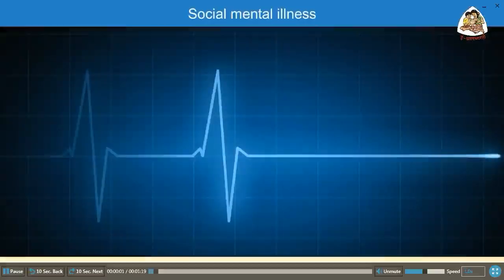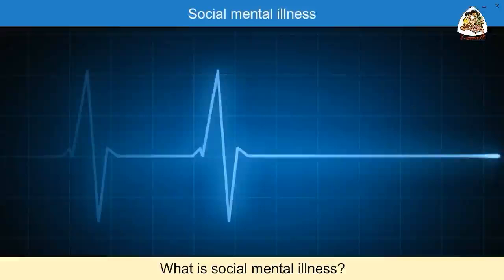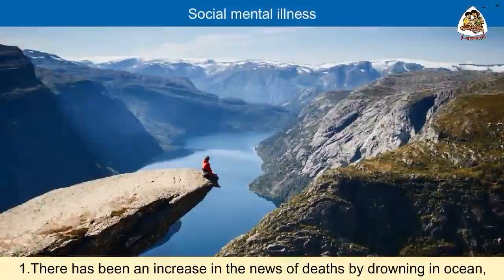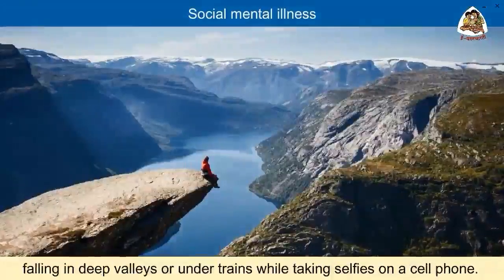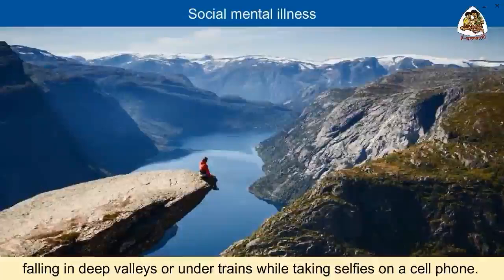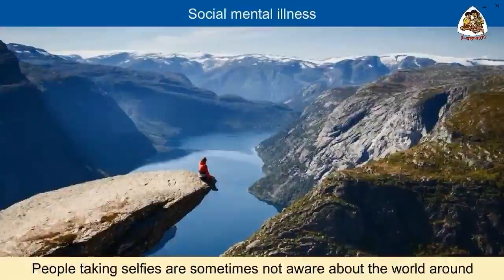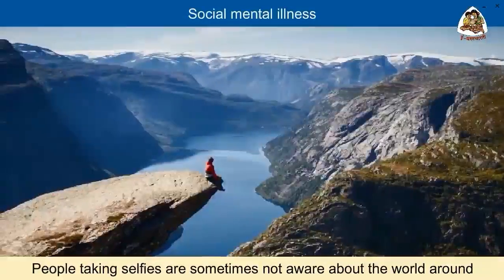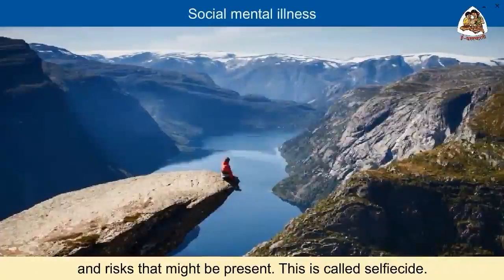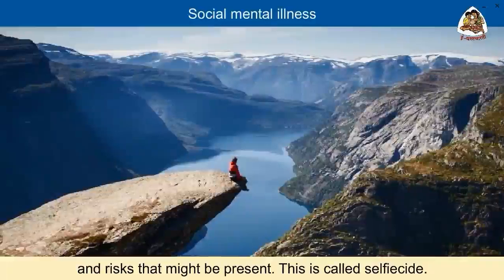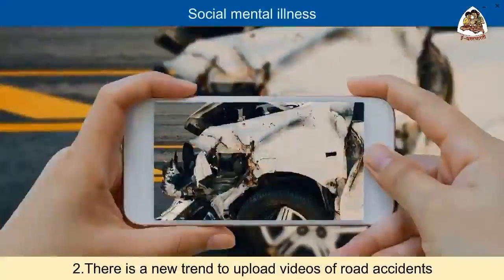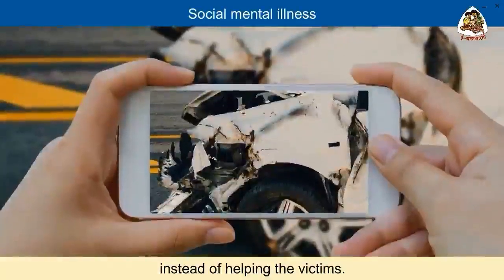Websites, movies, and cartoon films inappropriate for children are banned by the government. Social mental illness. What is social mental illness? There has been an increase in the news of deaths by drowning in ocean, falling in deep valleys, or under trains while taking selfies on a cell phone. People taking selfies are sometimes not aware about the world around and risks that might be present. This is called selficide.